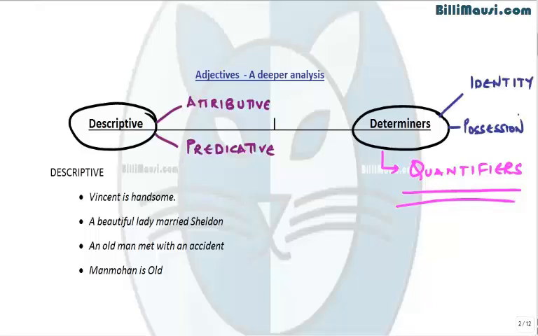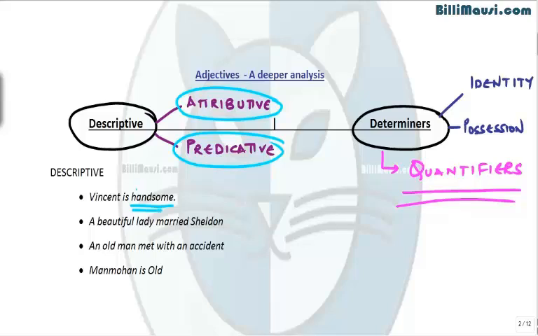Let's see how. Depending on where the adjective is placed, descriptive adjectives can be classified under attributive and predicative adjectives. Let's see a couple of examples, then you'll be able to understand it better. Vincent is handsome. Here you can see handsome is modifying Vincent and it is placed to the right hand side of Vincent. A beautiful lady married Sheldon. So here lady is the noun, beautiful is the adjective which is modifying lady. So in this case you can see beautiful, the adjective, is placed to the left hand side of the noun. In the first case it is to the right hand side of the noun.